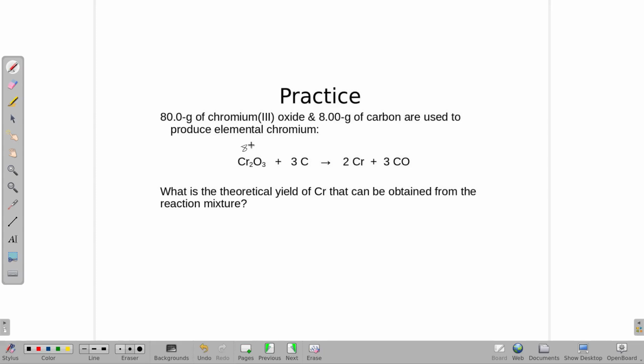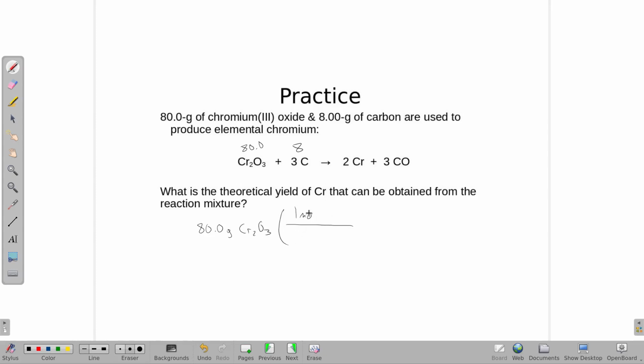Because I have 80 grams here, and I have 8 grams here, and I want to know how much of this I could possibly make. That's going to be a theoretical yield. So very first thing, we need to figure out which one's our limiting reagent. I'm going to start with the 80 grams of chromium oxide because it's listed first.